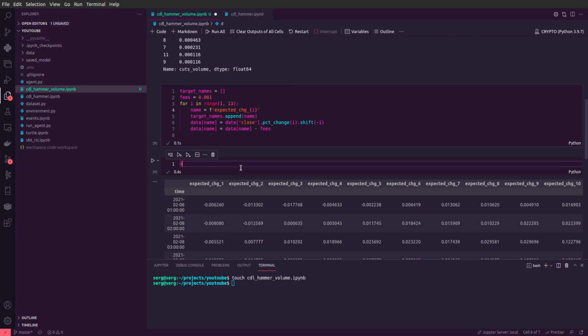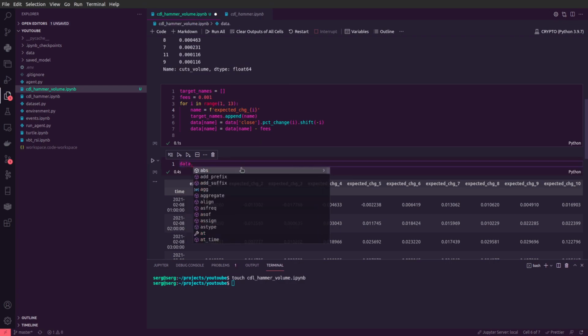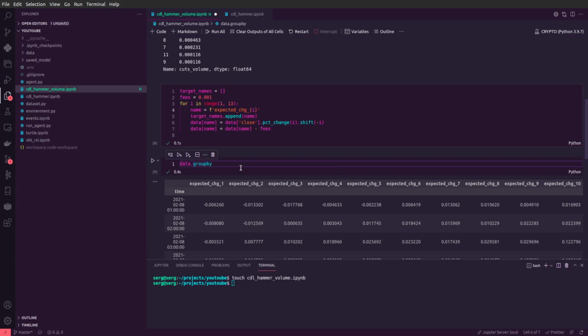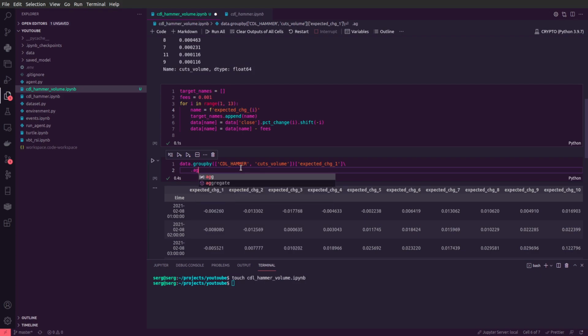And next we need to explore the data to understand how we could combine it. Pandas is a very cool library to analyze data, but you need some practice. Let's do it. For example, I would like to get the candle hammer, and another argument would be cut's volume. This is the new variable we created, and I would like to forecast data for 1 hour, for example. Let's do it: expected change for 1 hour.